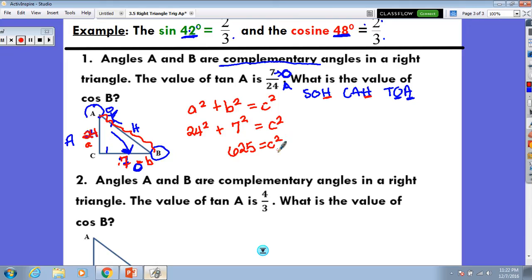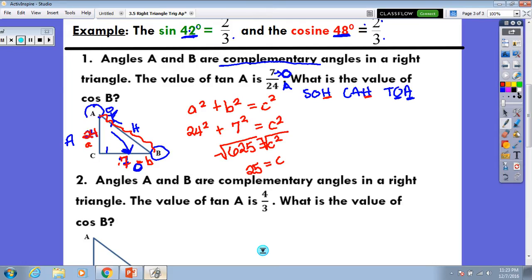Well, that's going to give me c squared and not c. I need c, so we take the square root of 625. So now I know the measurement of c because I just took the square root of both sides. And in my calculator, that means I have to hit the second and the x squared button in order to take the square root.